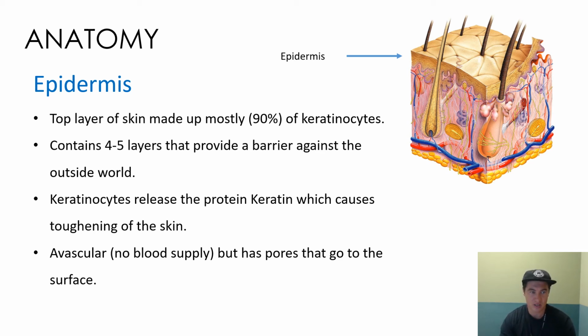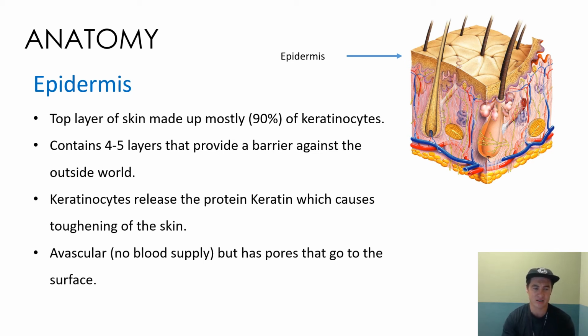Your epidermis contains 4 to 5 layers. These provide barriers against the outside world. Keratinocytes release a protein called keratin that causes toughening of skin. So if you think about it, anytime you have a callus form, it's just from repetition of friction where keratinocytes release keratin and that space hardens, meaning that you don't have damage to that skin long term if it's an area that receives friction all the time. So all of you gym buffs probably have calluses on your hands from gripping bars.